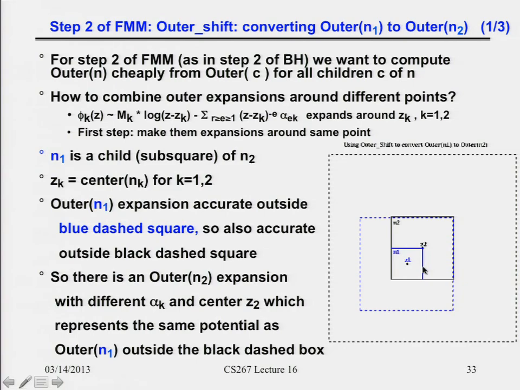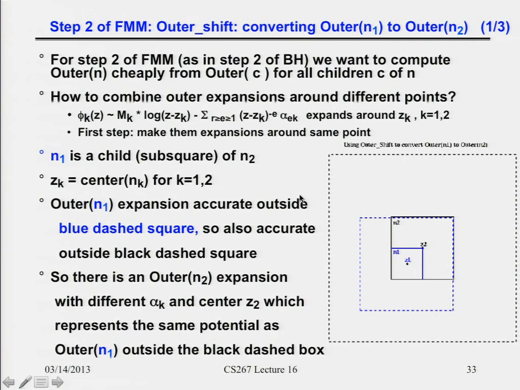And remember, what does an outer expansion mean? The formula for this child is good if I'm far enough away from that child. So that means if I'm outside the blue dotted line, then that formula is good. For this child, it would be a blue dotted line that looks like this. And what I want is something that's good outside the black dotted line. That's far enough away. If I'm outside all of these 4 blue dotted boxes, I'm certainly outside the black dotted box. So the outer expansions here are valid outside the black dotted box.